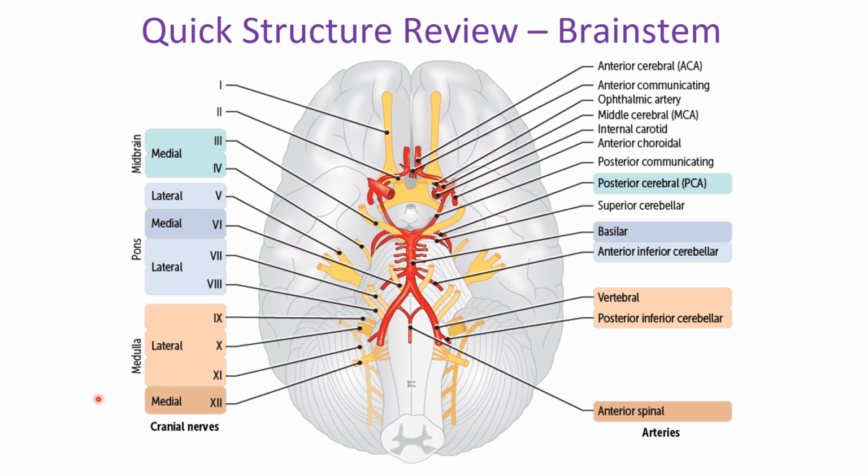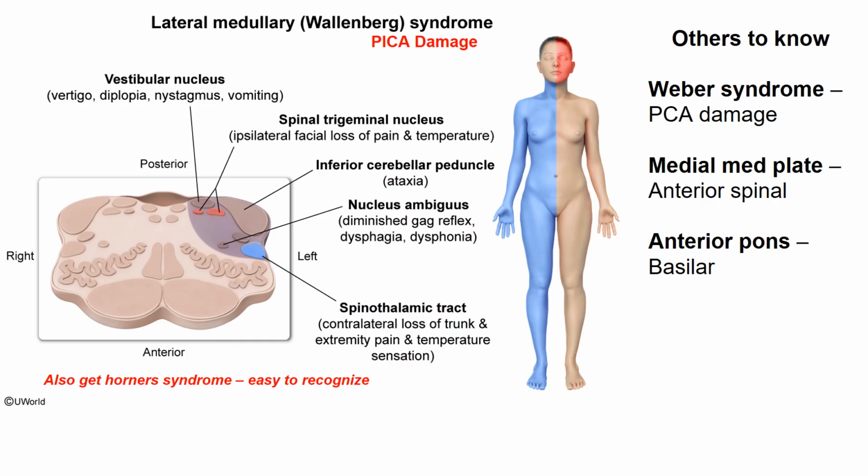So any vessel that you see wrapping around here, going posteriorly, so that'd be your ACA here or your PICA down here, your superior cerebellar artery, posterior cerebral artery, those could all potentially damage those posterior nuclei. Okay, so speaking of that, I want to talk very briefly about some of the syndromes that you need to know. So the one that I'm really going to focus on is lateral medullary plate syndrome.